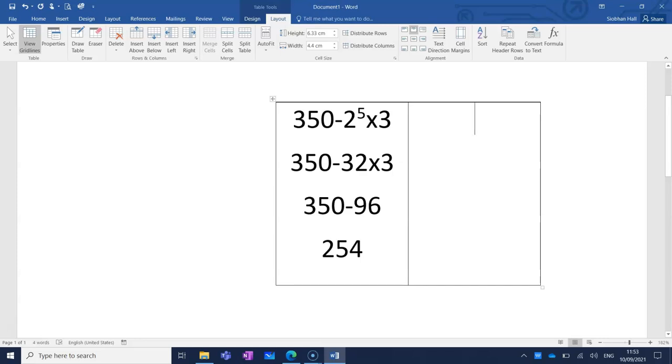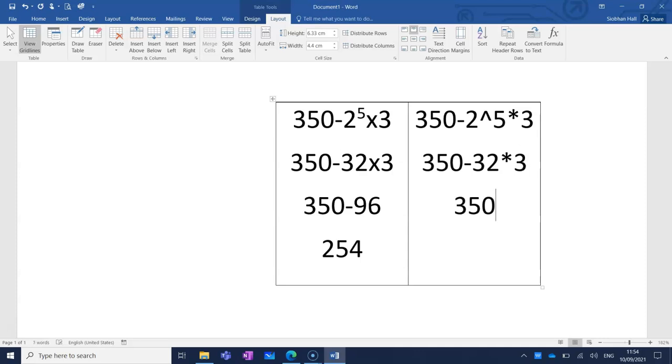And finally, I just want to point out that the maths symbols that you use on paper are not the same as the maths symbols that we use in Excel. So if I was typing that into Excel, it would be 350 minus 2 to the power of 5 by 3. And the next line would be 350 minus 32 by 3, and the next line then would be written the same on paper as it is in Excel.